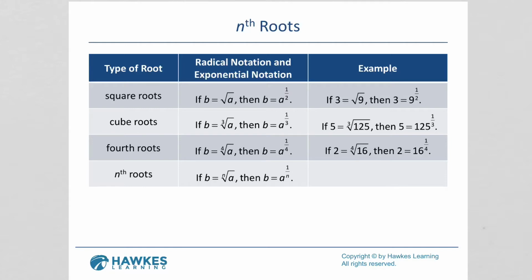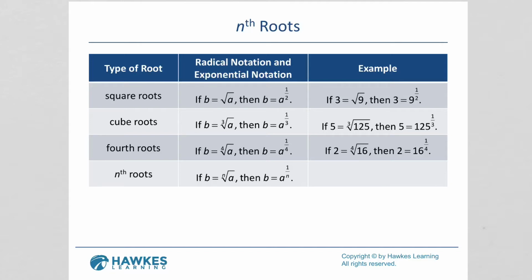Nth roots. This table explains the different types of nth roots. Our first type is square roots. If b equals the square root of a, then b is equal to a to the 1/2. If 3 is equal to the square root of 9, then 3 is equal to 9 to the 1/2.